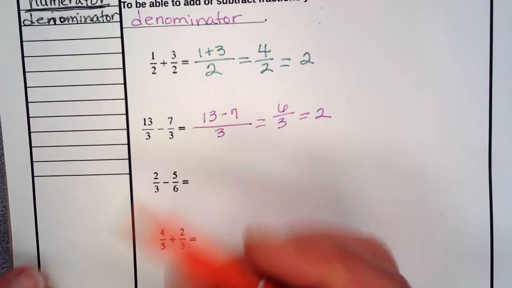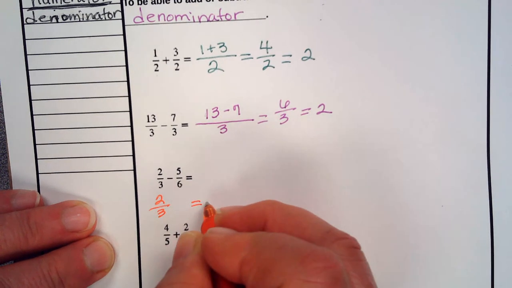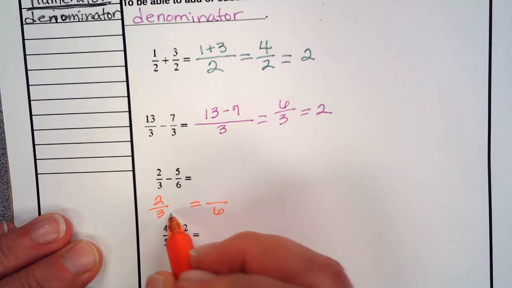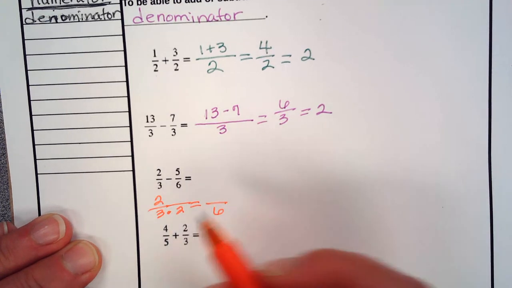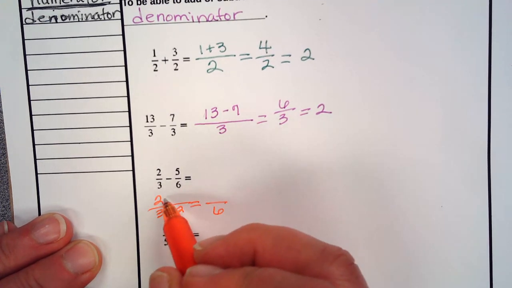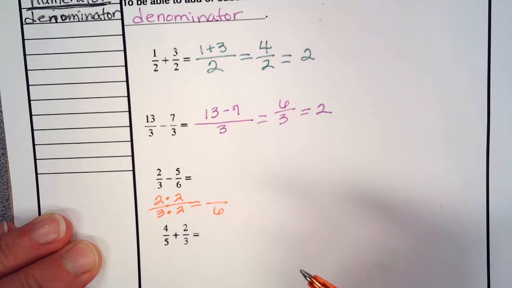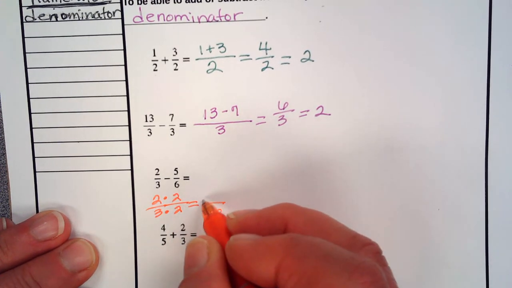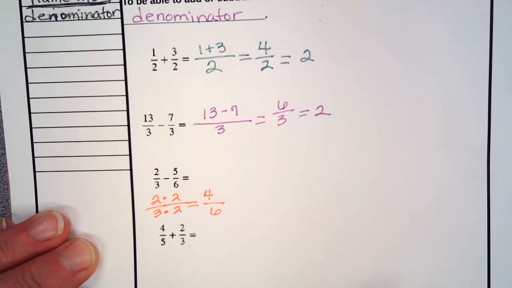So I've got to change 2 over 3 to something over 6. So I'm going to think, what do I multiply 3 by to get 6? I'm going to multiply it by 2. Whatever I do on the bottom, I've got to do on the top. 2 divided by 2 is 1. So what I'm actually doing is multiplying by 1. 2 times 2 is 4. So 4 over 6 and 2 over 3 are equivalent fractions.